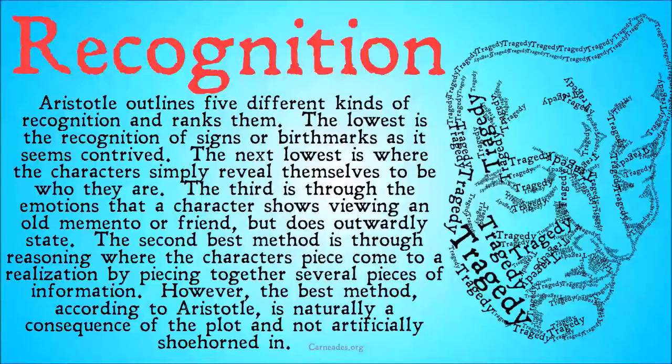Aristotle outlines 5 different kinds of recognition and ranks them for his preference of what are the worst and the best. The lowest is the recognition of signs or birthmarks, because this seems contrived and can be thrown or shoehorned in. The next lowest is where characters simply reveal themselves to be who they are. They state their name and explain that, and that causes the recognition from ignorance to knowledge. The third is where the emotions that a character shows upon viewing an old memento or a friend, but doesn't outwardly state who they are, and someone realizes, oh, you are this person.